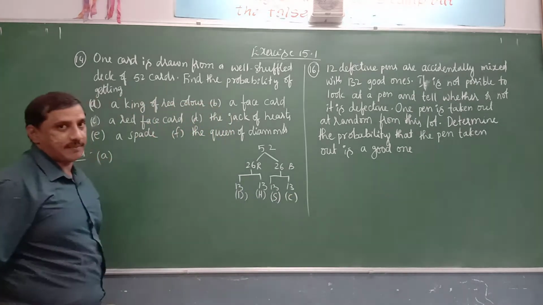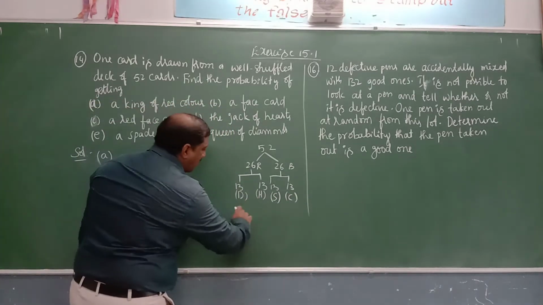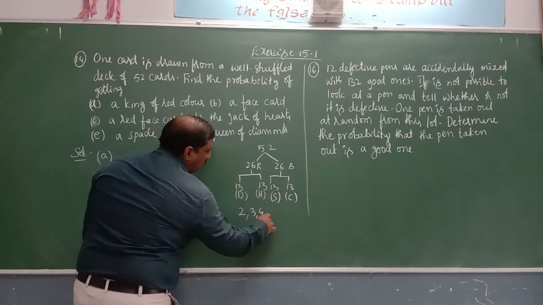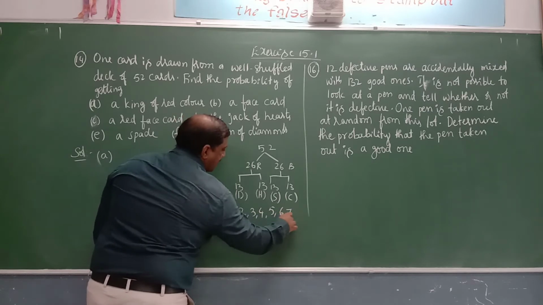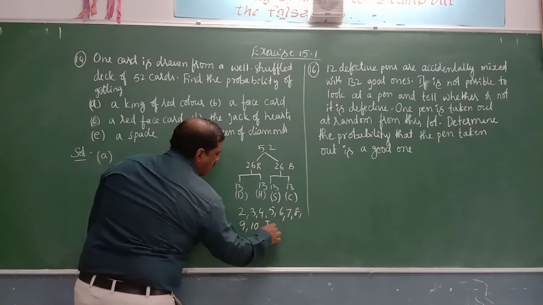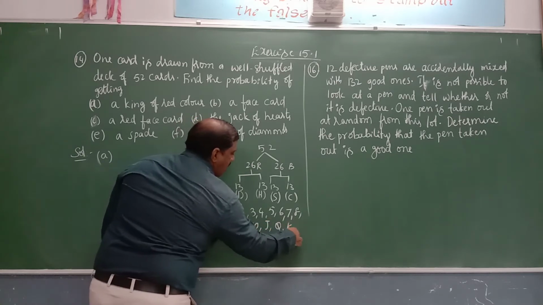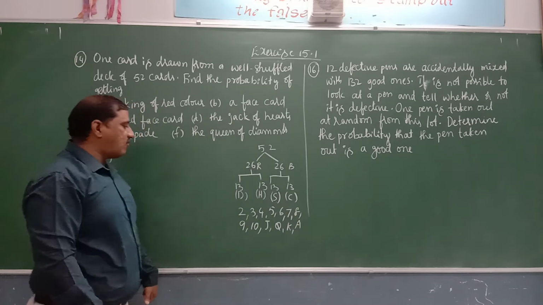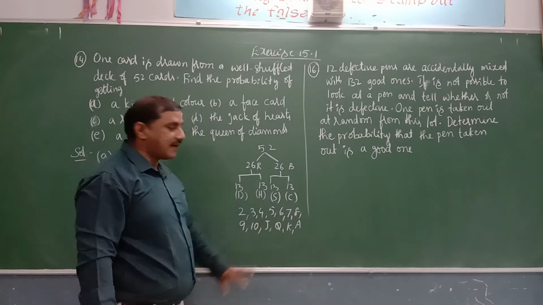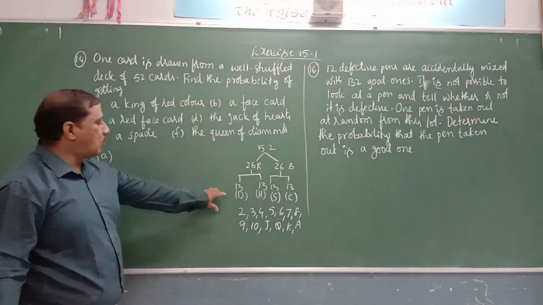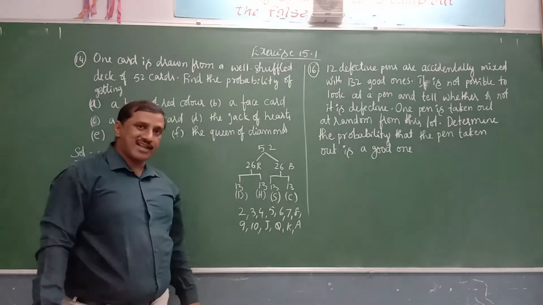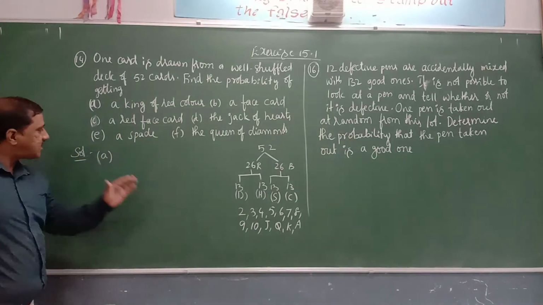So from each group of 13 cards, what are the cards which we have? The number cards 2, 3, 4, 5, 6, 7, 8, 9, 10 and jack, queen, king and ace. Like this we have 13 cards from each group. So 13 diamonds, 13 hearts, 13 spades and 13 clubs are there. Now based on this, the questions are given.